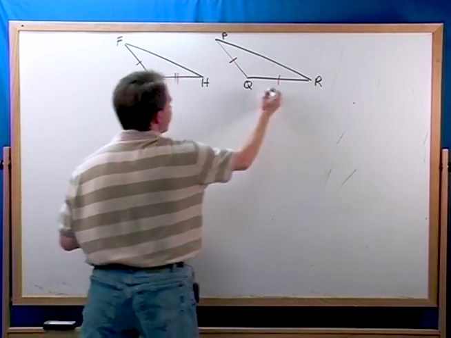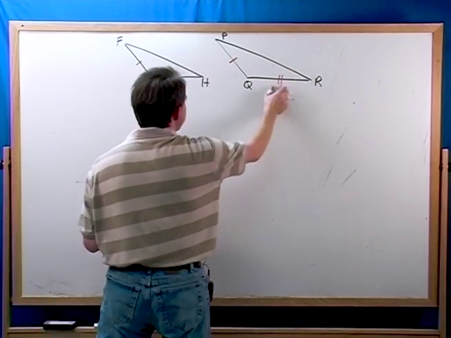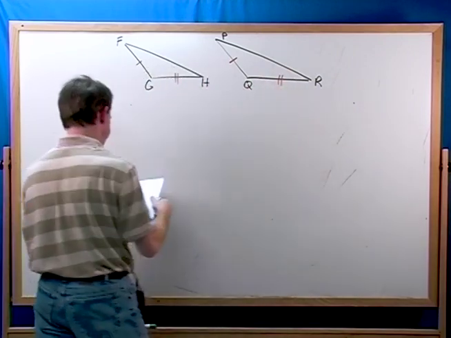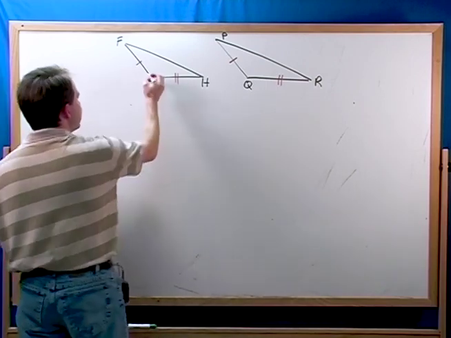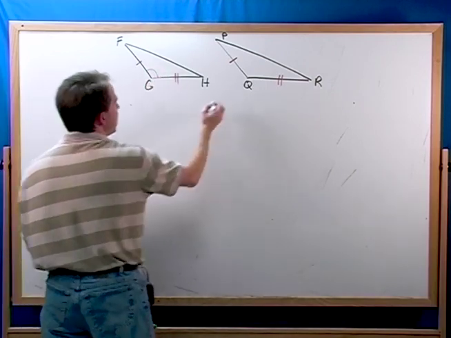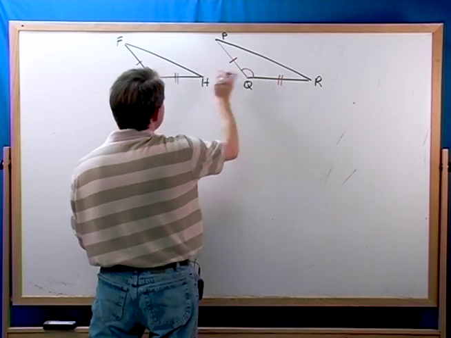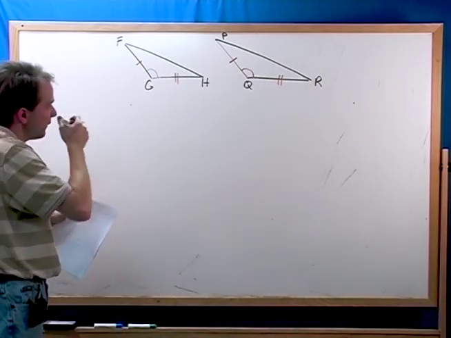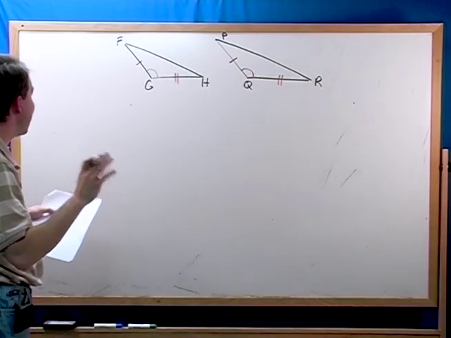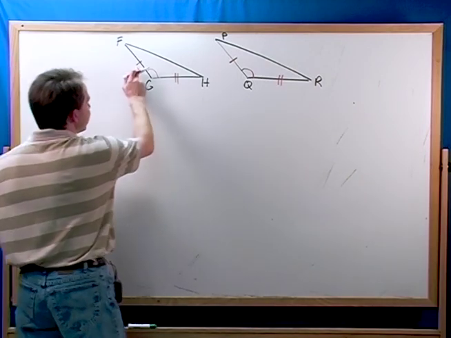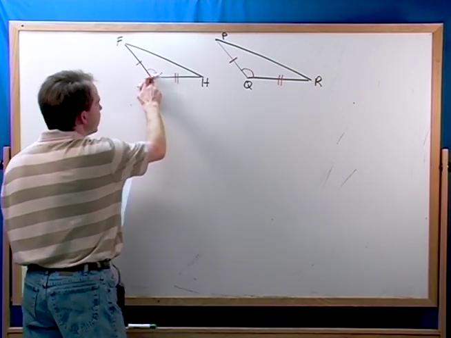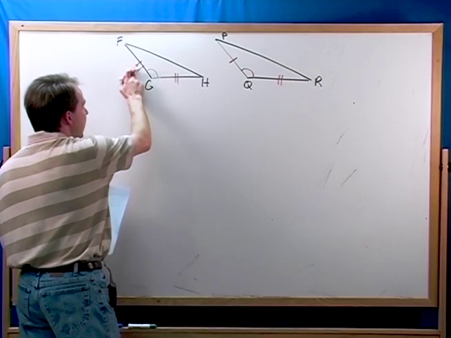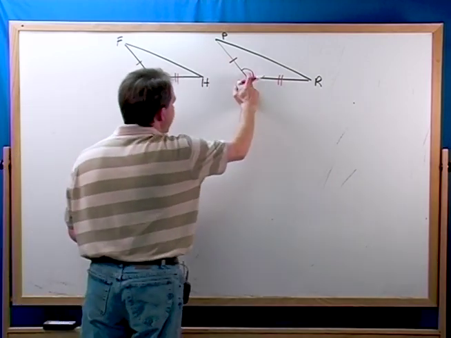Let me put another bar here. So the double bars go together. This side is the same length as this side. The third piece of information is this angle is congruent to this angle, which just means it's the same angle. So you see, now you know why it's called the side, angle, side postulate. This side's congruent, this angle's congruent, and this side is congruent. Side, angle, side.